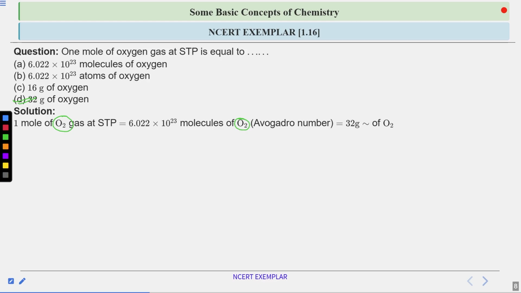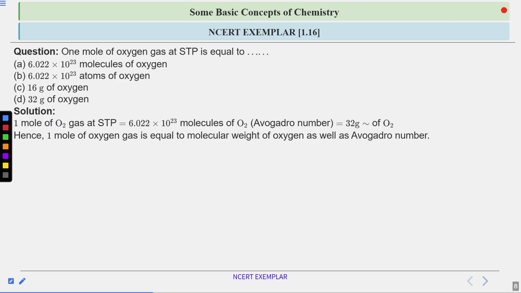So two atoms in one molecule are present in the case of oxygen. Clear? Therefore, in 1 mole, 2 into Na number of atoms will be present. Correct. But here we are taking only 1 mole of the molecule. That means it will be 32 gram, 16 plus 16, it will be 32 gram. Hence, we can say that 1 mole of oxygen contains, first of all, the molecular weight of oxygen as well as the Avogadro number. Therefore, the correct options are A and D respectively.